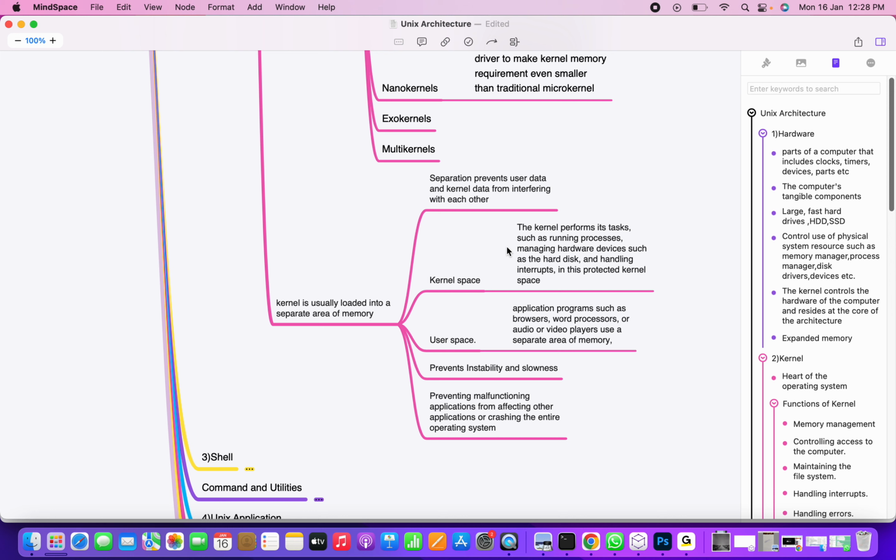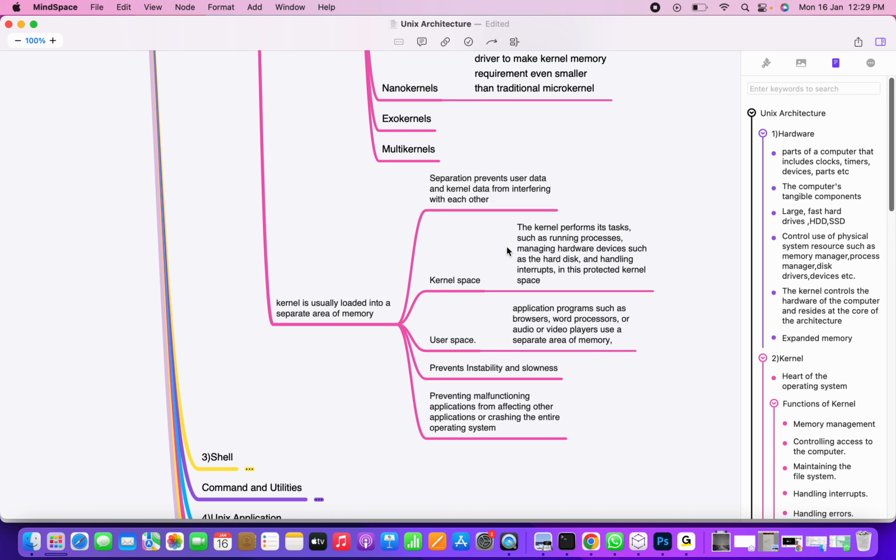User space contains application programs such as browsers, word processors, and audio video players, which are separate from the kernel memory. These are user specific functions that are kept separate from the kernel space. By doing this we can prevent instability and slowness, so kernel performance will increase. It prevents malfunctioning applications from affecting other applications and crashing the entire operating system. The same point is elaborated in a different way.